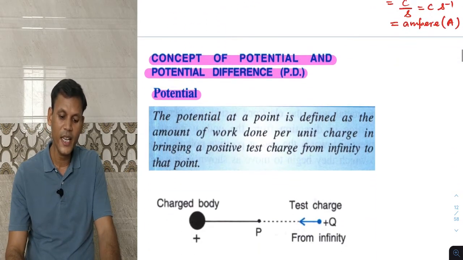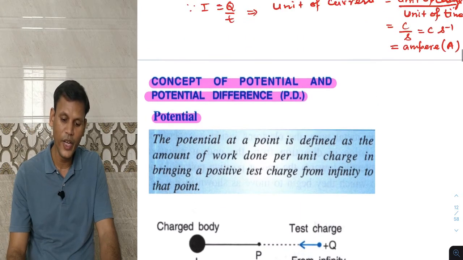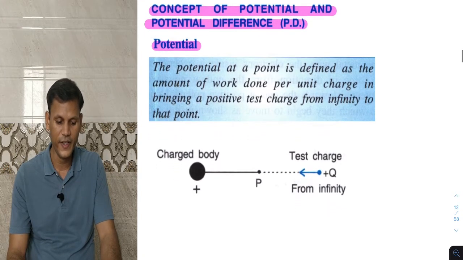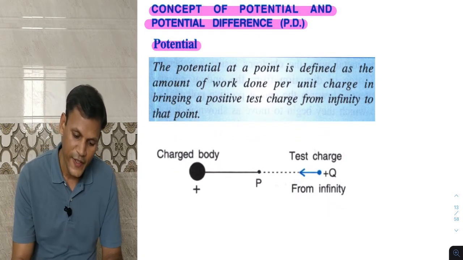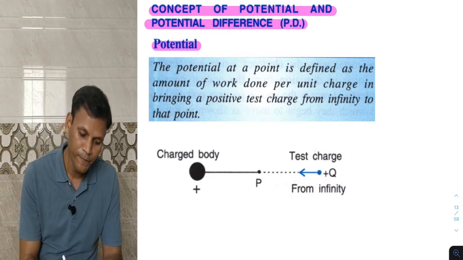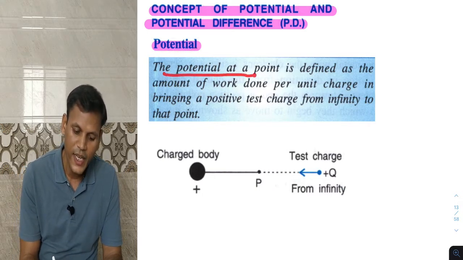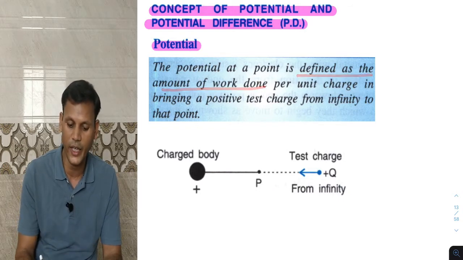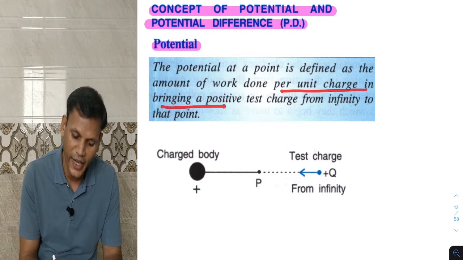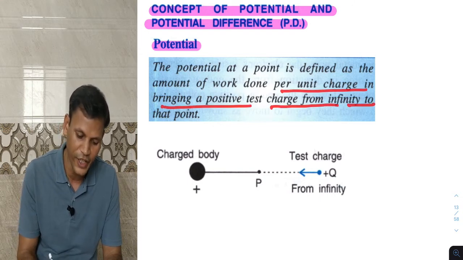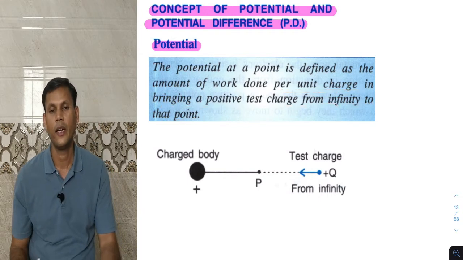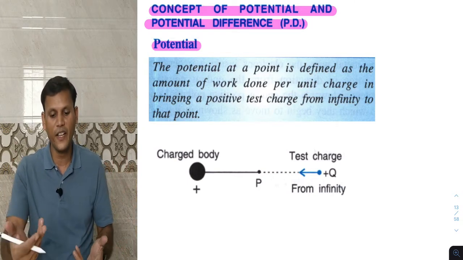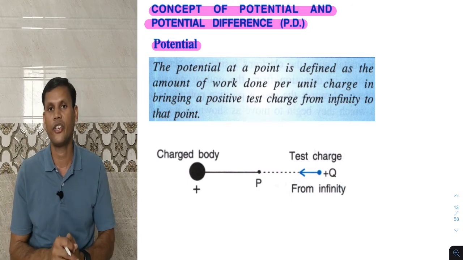The next part is the concept of potential and potential difference. What is the potential? By definition, the potential at a point is defined as the amount of work done per unit charge in bringing a positive test charge from infinity to that point. First of all, I will discuss potential and potential difference in detail, then we will come back to the definition.